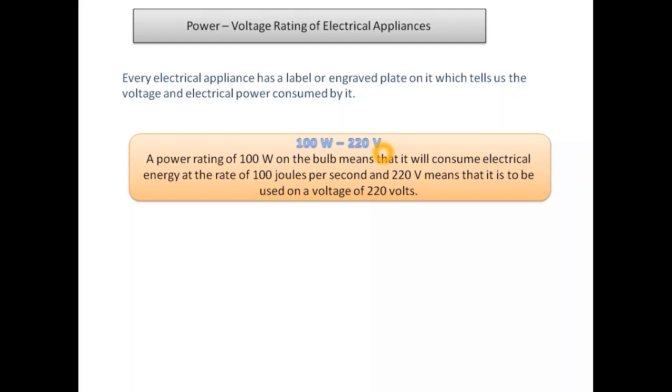So the usual power rating of some appliances is like this: the tube light has a usual power of 40 watts and a usual voltage of 220 volts. In bulbs, normally the power is 60 watts and the voltage is 220 volts. So there is already a power rating given on the appliances.